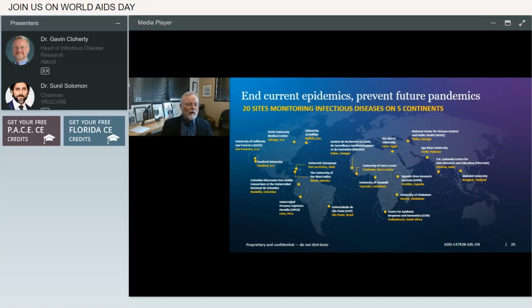The network, or the coalition, now comprises 20 sites in 17 countries on 5 continents. They're shown here with the great diversity spread out over South America, Africa, Asia, and the United States. This network gives us great coverage and works in key populations, looking not just for emerging new pathogens, but also trying to have a positive impact on existing epidemics and pandemics like HIV and viral hepatitis.